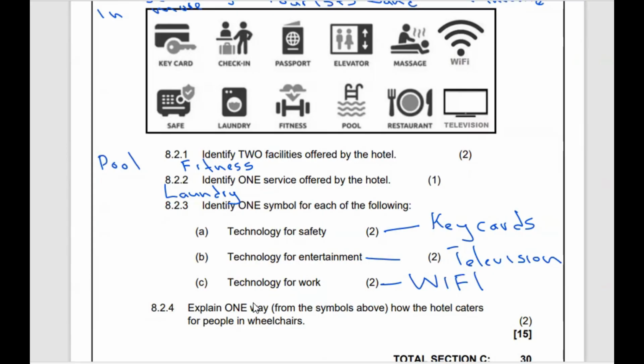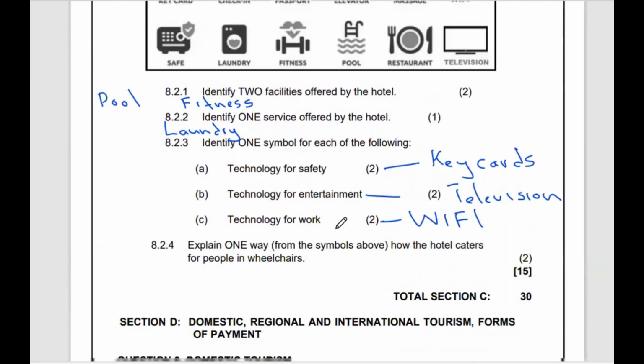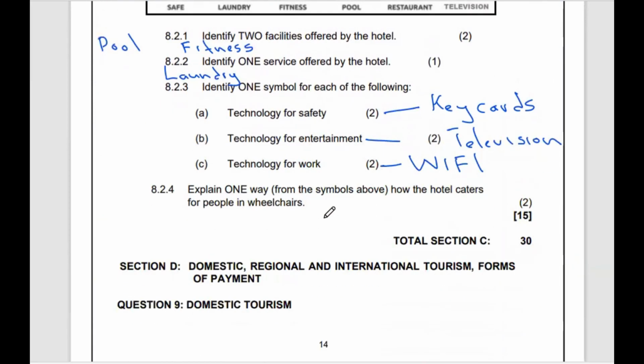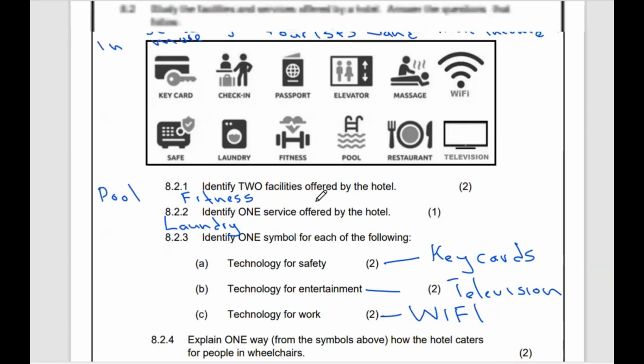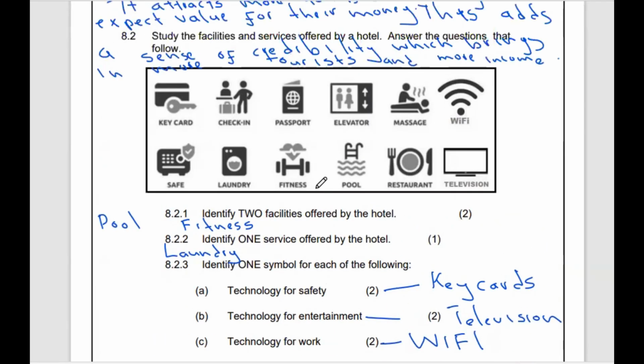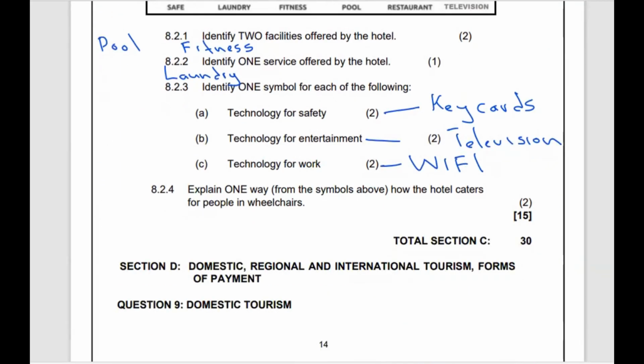Explain 1 way from the symbols above how the hotel caters for people in wheelchairs. So we want to see how the hotel accommodates people with disabilities. In this case, instead of them using the stairs, they can actually make use of the elevator.